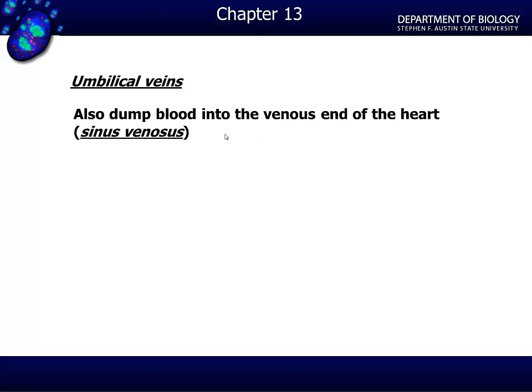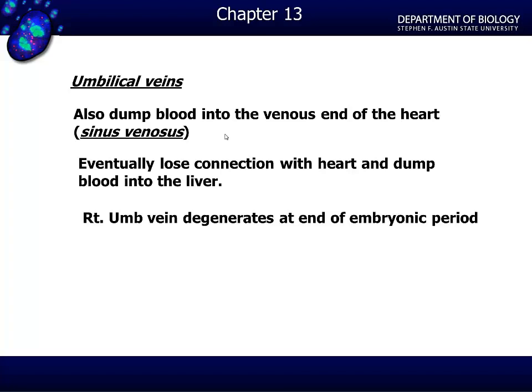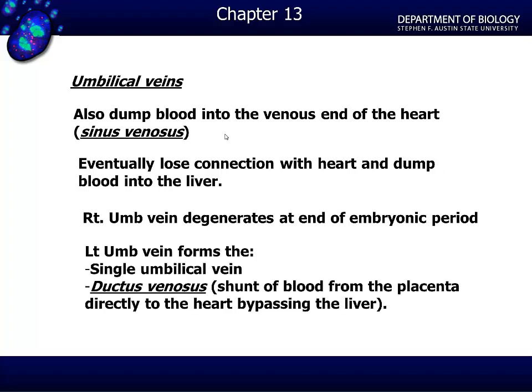The umbilical veins, as we've seen, this is going to be bringing back from the placenta. And we're going to see this also empties into the sinus venosus, which is a common collection point then before blood is emptied into the atria. We're going to see that the right umbilical vein is going to degenerate near the end of our embryonic period. However, the left umbilical vein is going to persist. It's going to form the single umbilical vein, and it's also going to form part of the ductus venosus.